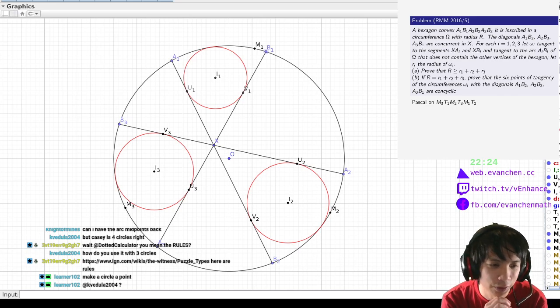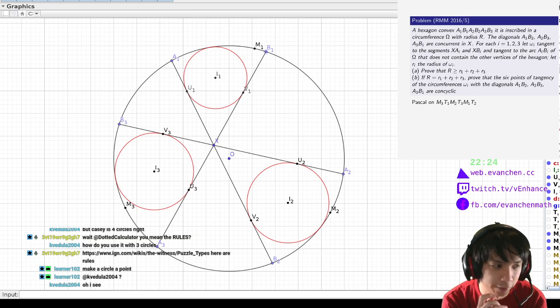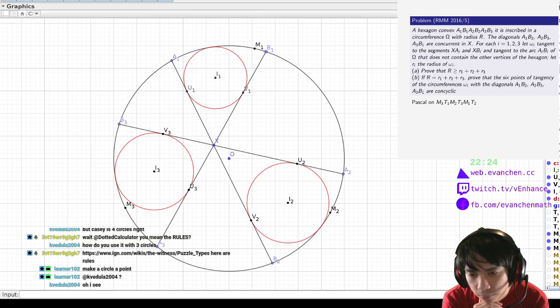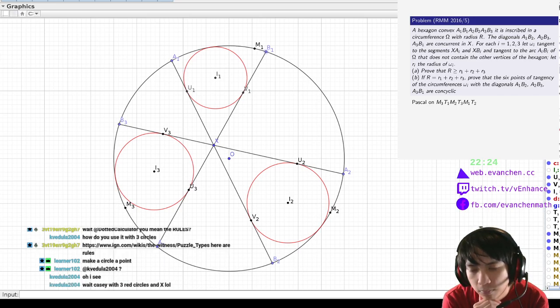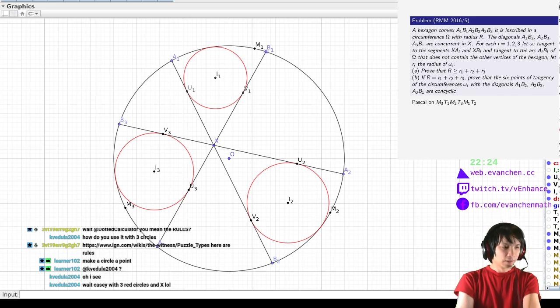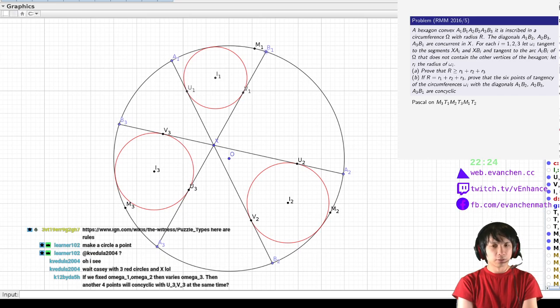How to use it with 3 circles? You don't. We just have to add a 4th quote-unquote circle. If we're trying to use Casey, we should add a 4th point and call it a circle of radius 0. Casey with 3 red. No, X doesn't lie on the giant circle, so it doesn't work. Another 4.